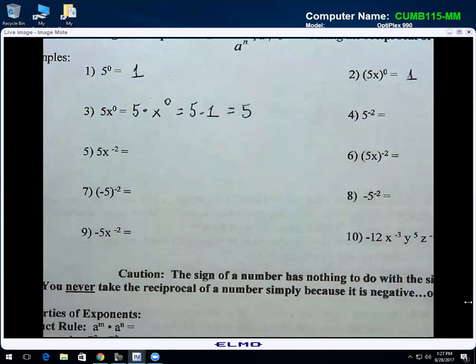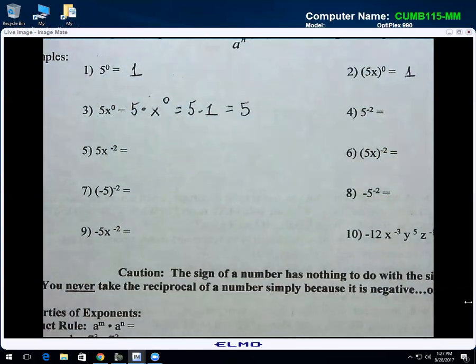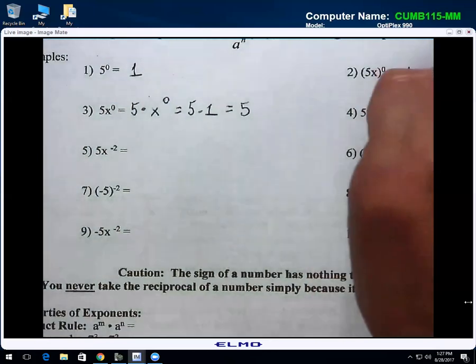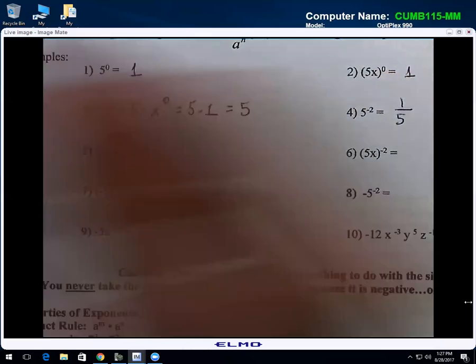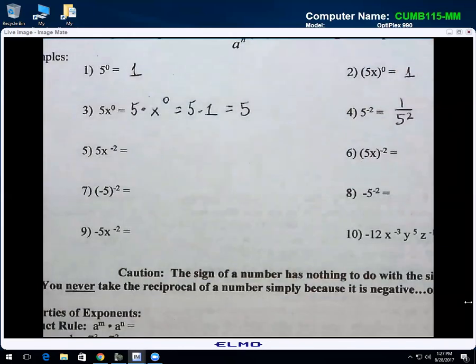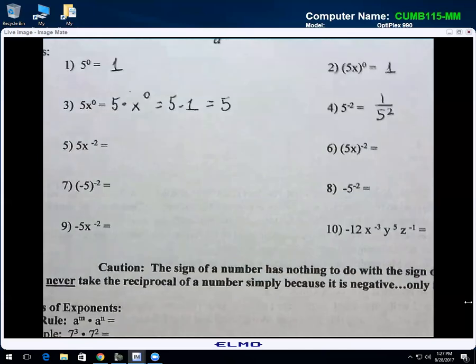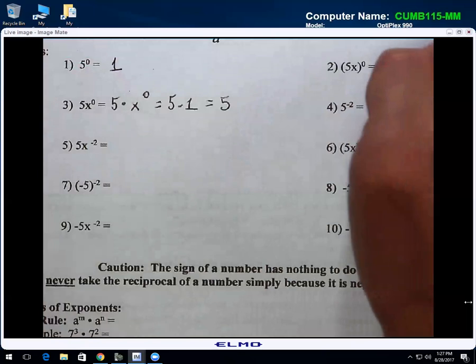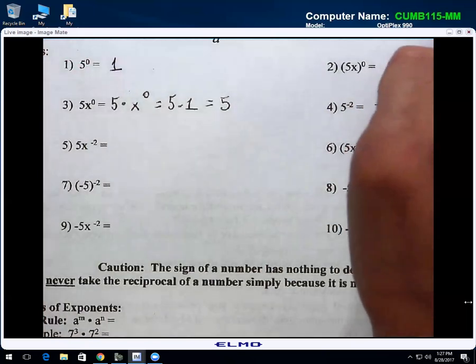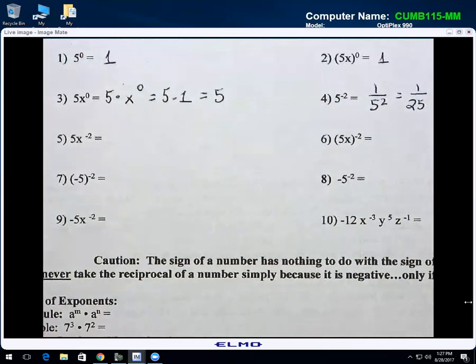Number 4, how can I write that 5 to the negative 2 so that it doesn't have a negative exponent? Take the reciprocal of it. Take the reciprocal of the base, and that does what? Makes it positive. Makes the exponent positive. So 5 to the negative 2 is 1 over 5 to the positive 2, better known as 1/25.